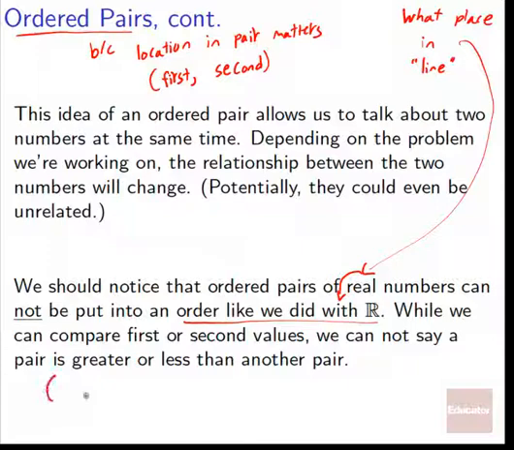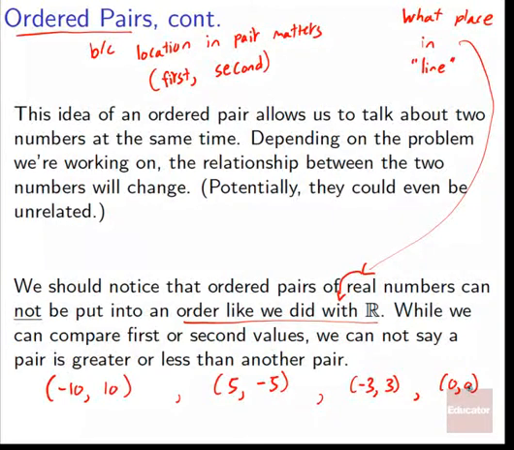Consider these three pairs: -10, 10; 5, -5; -3, 3. And what the heck, let's also consider 0, 0. Right? None of these pairs are equal because none of them are the same thing. To be equal, they have to actually be the same thing. -10, 10 is not the same as 5, -5, not the same as -3, 3, not the same as 0, 0. None of these things are equal to each other.